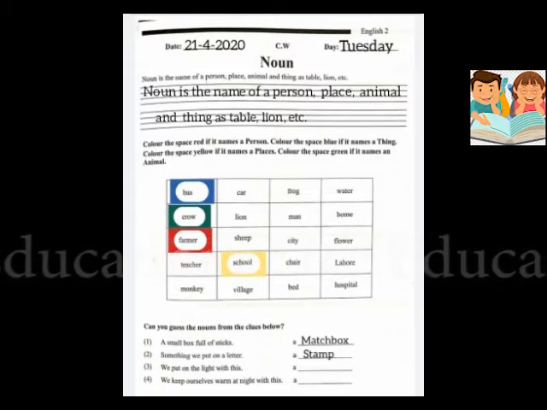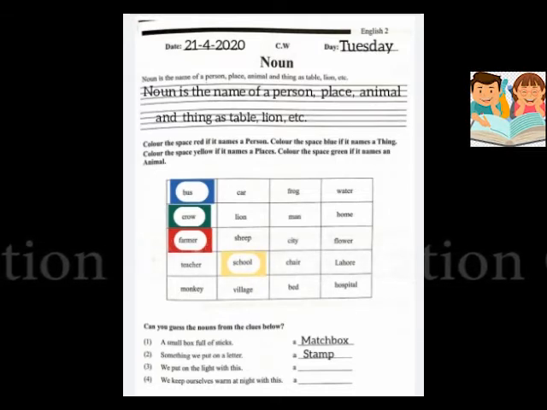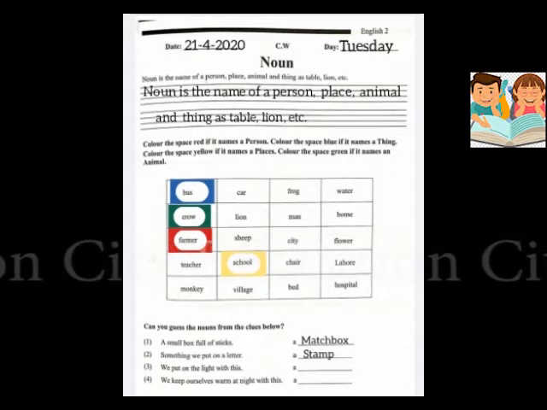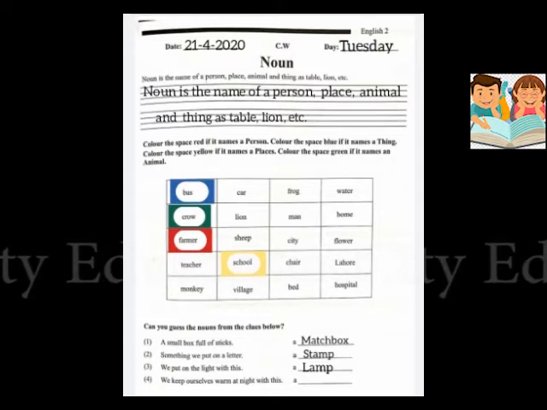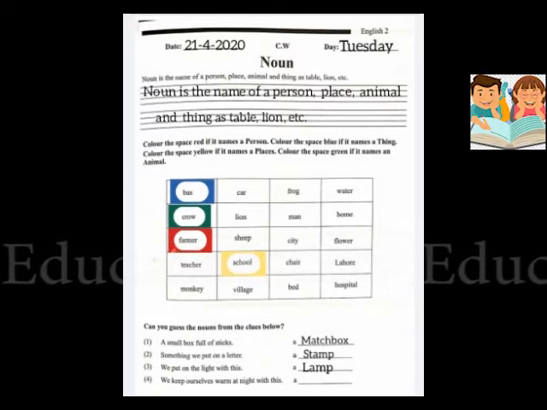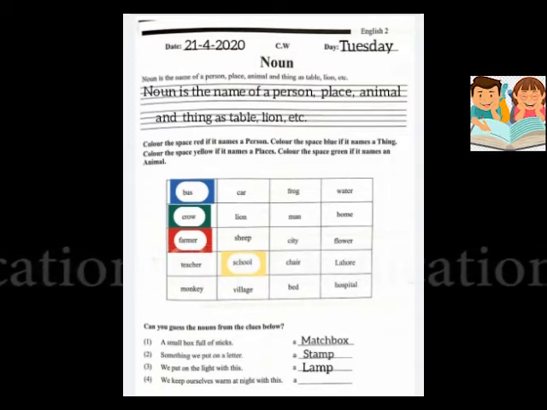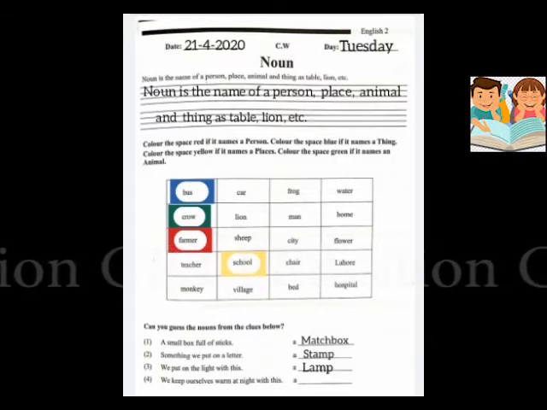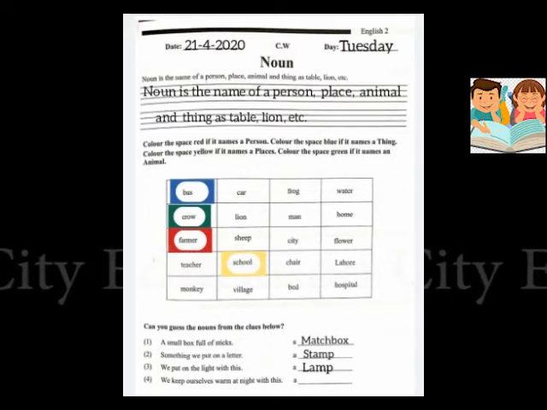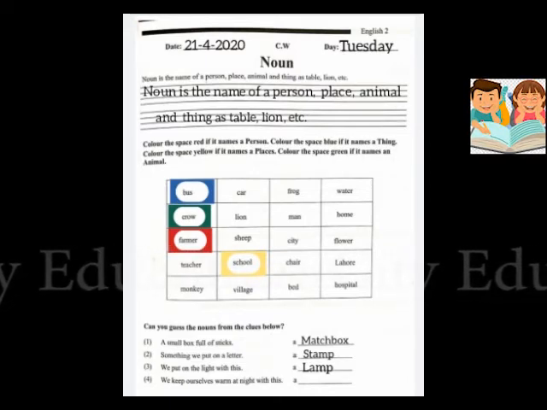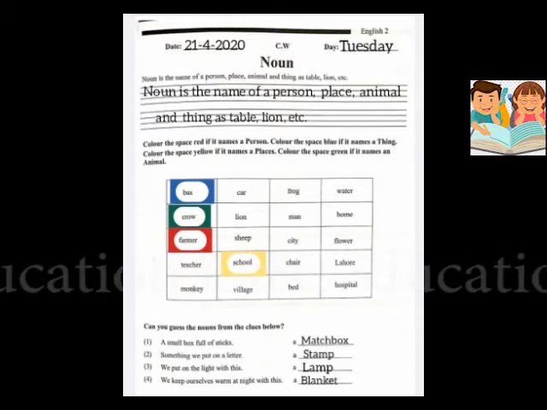The third is we put on the light with this. What is it? It's a lamp. You will write lamp. So the last is we keep ourselves warm at night with this. What do we use at night to keep ourselves warm? It's a blanket. Good, excellent, mashallah.